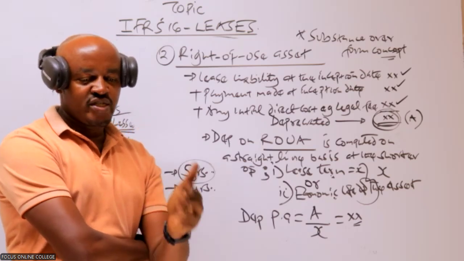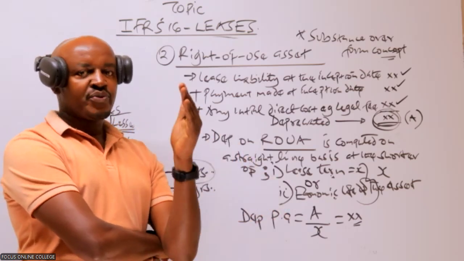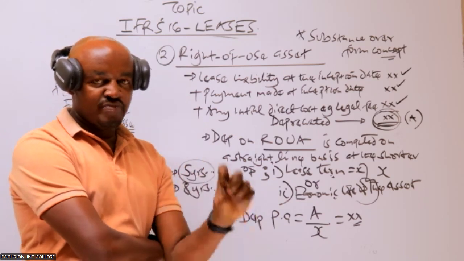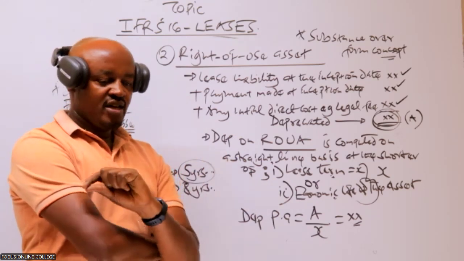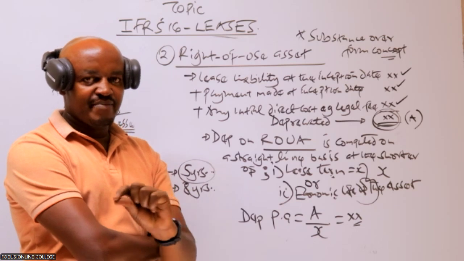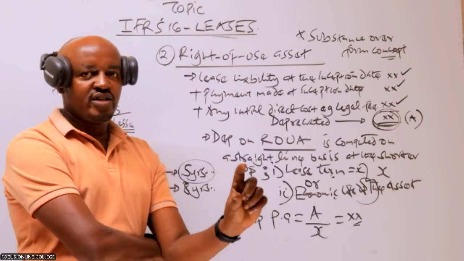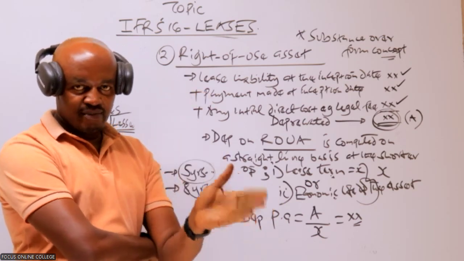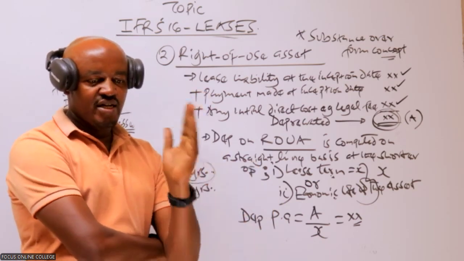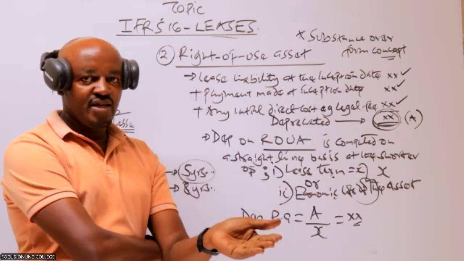The lease liability, which you have said is equal to the present value of the minimum lease rentals not paid at the inception date. And we have said that that lease liability, once computed, has to be amortized. It has to be gradually written off over the lease term, such that when the lease is coming to an end, that lease liability should be 0.